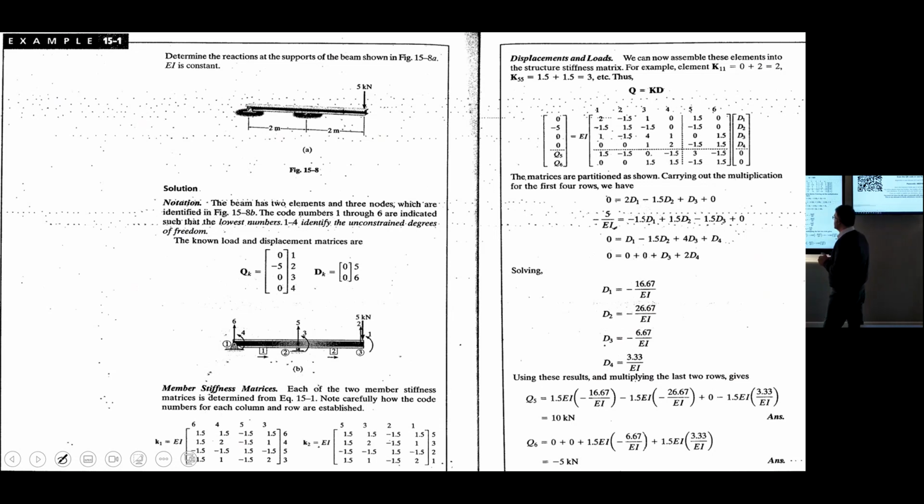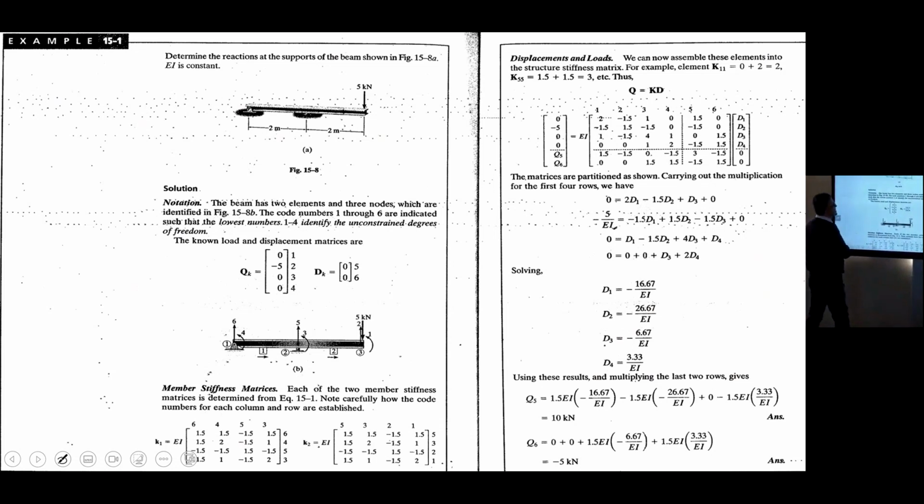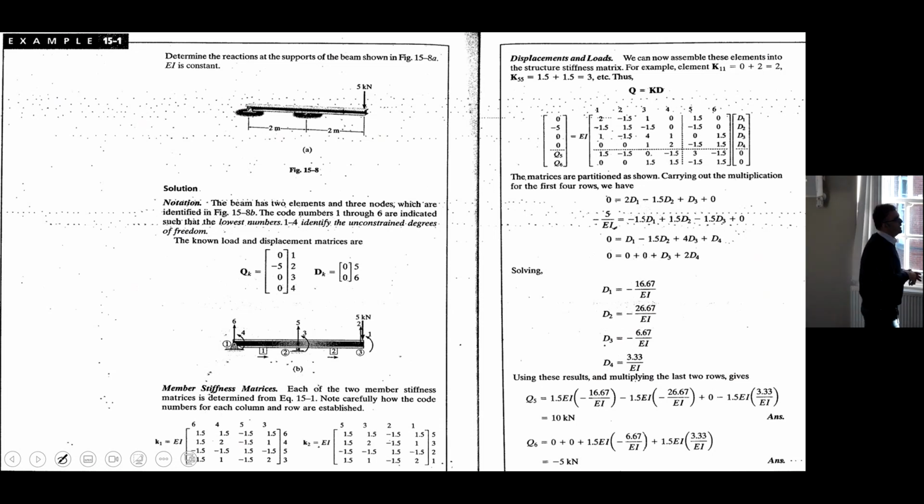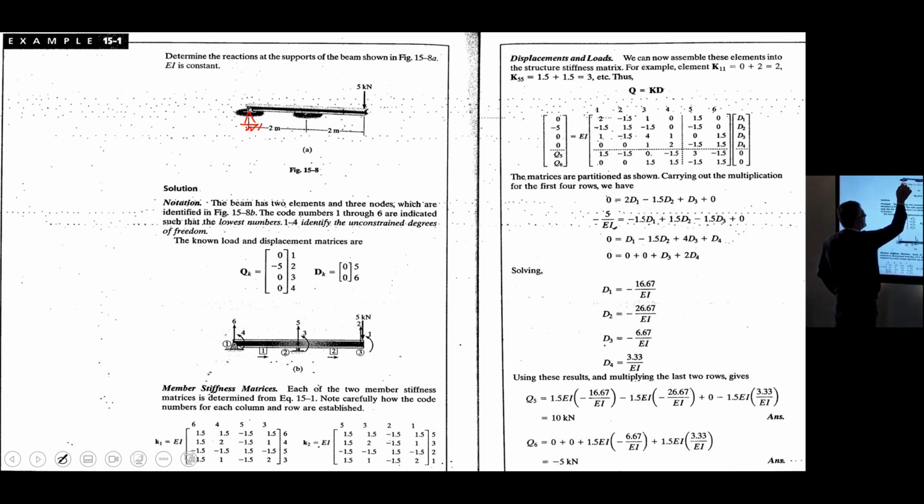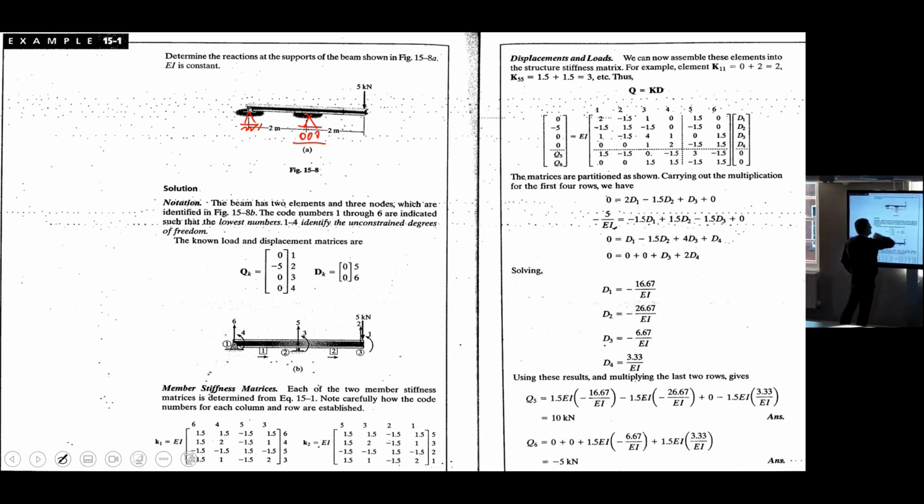Okay, so the question says, determine the reactions at the supports of the beam shown in this figure. EI is constant for everything. So we have a beam, a continuous beam. It has a simple support here, and a roller support here. We have two elements, this element and this element.